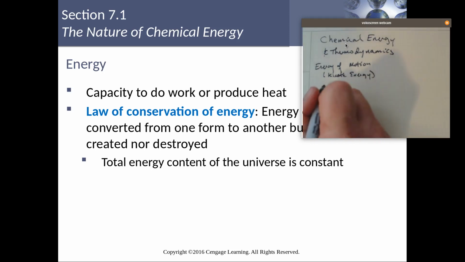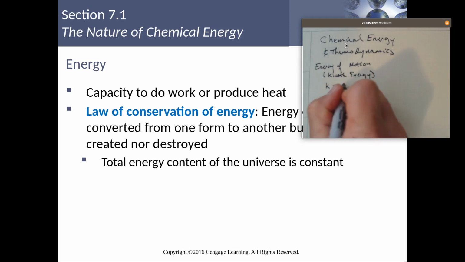And it has a formula, K equals 1/2 mass times velocity squared. So the faster something is moving, the more kinetic energy it has. And you also have the energy of position or location.